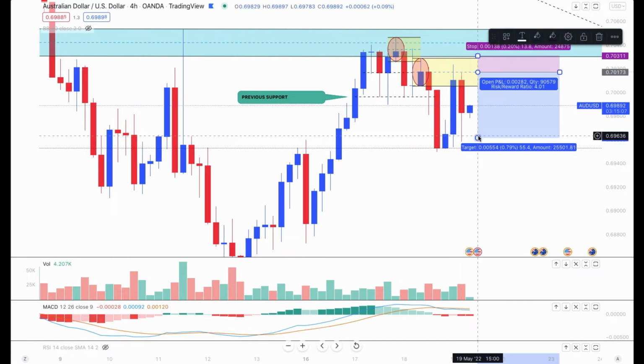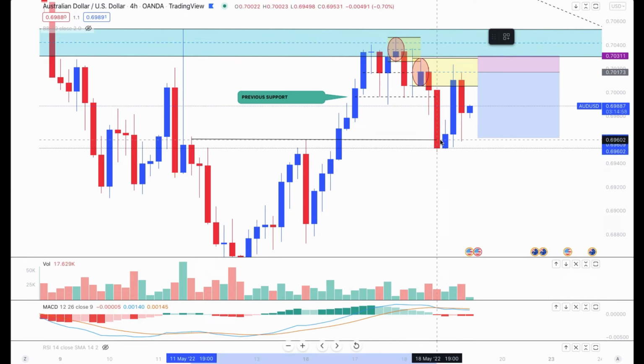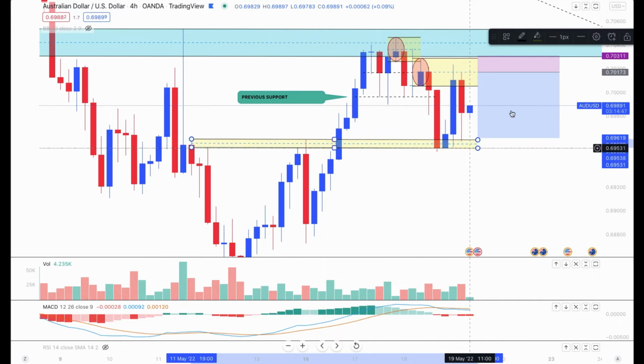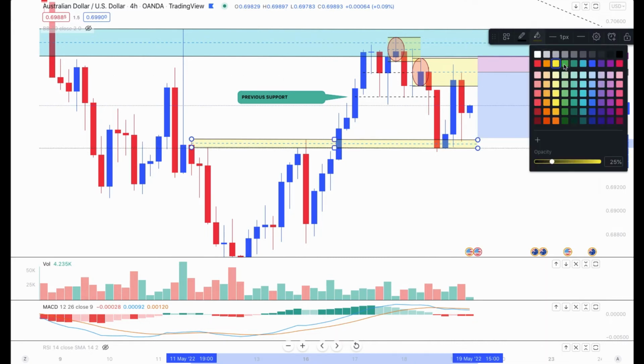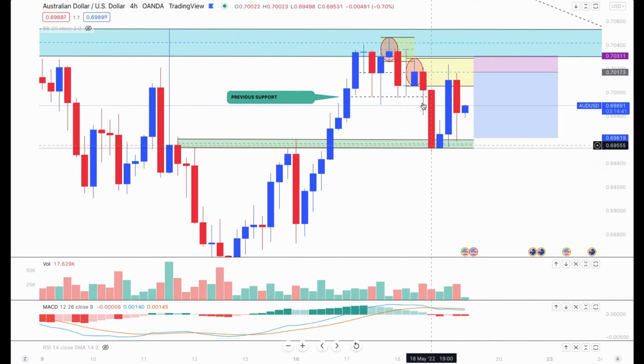How did we find our target for the second one? Very simple, right? This area right here, we can see resistance flipped support. So this is price structure, right? This is liquidity. Let's do this right there. Let's make this one green. Okay, this was our target. This was our target for order block number 2.